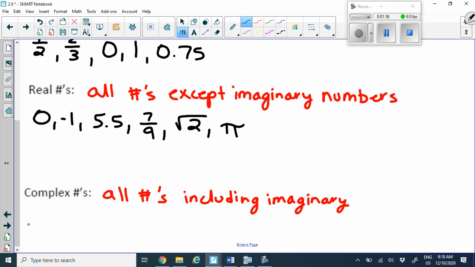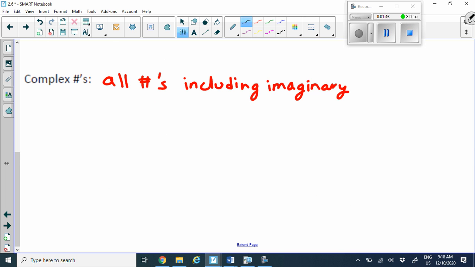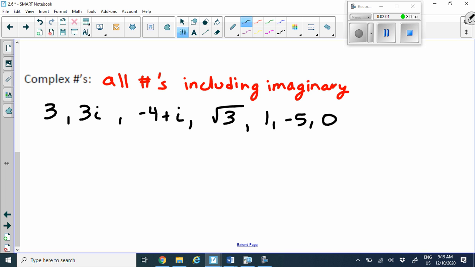Okay, lastly, complex numbers. Remember, this is actually all the numbers in the world. These are real numbers and imaginary numbers as well. So we could have 3. We could have 3i. We could have -4 plus i. We could still have square root of maybe 3. So it's any number that you can think of in the world.